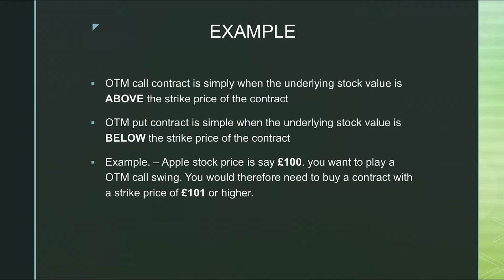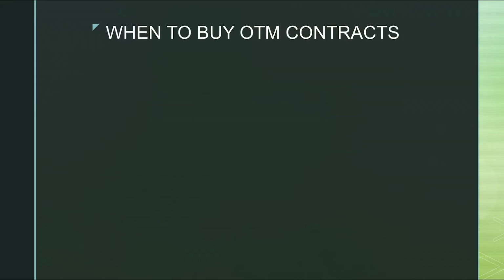Here's an actual example. Say Apple stock is at $100. You want to play an out the money call swing. A swing is when you hold a trade for more than a day, so say 2 days, 3 days, up to a week, maybe a month. So that's what a swing trade is. You're essentially in the trade for a long period of time. You would therefore need to buy a contract with a strike price of $101 or higher, because that is effectively out of the money. At the money would be $100, in the money would be $90. So out the money is above that. For this particular call swing, it would be above the underlying stock price of Apple.